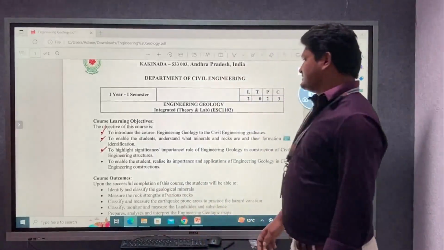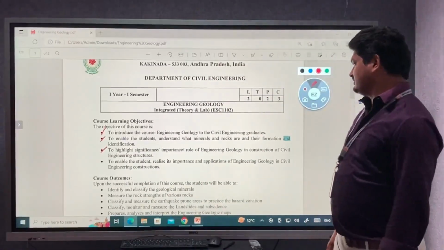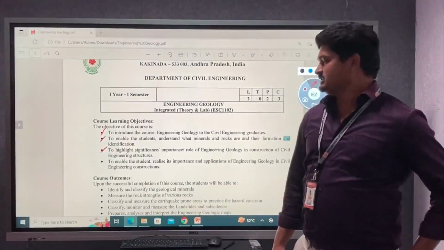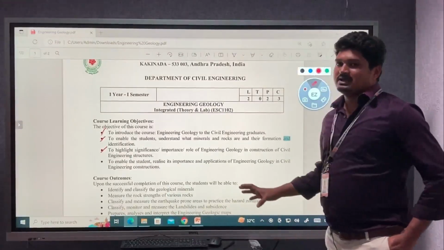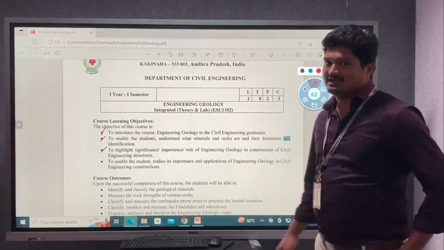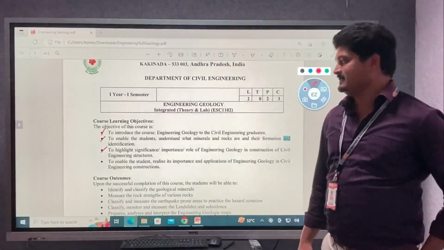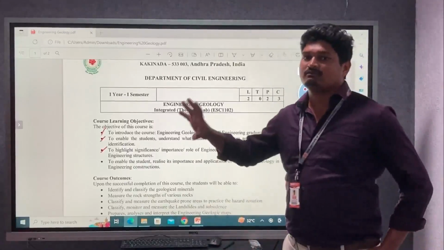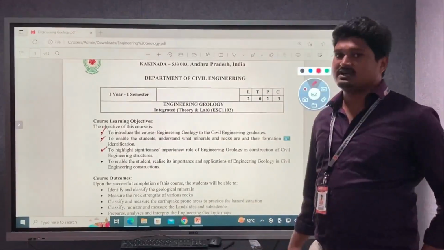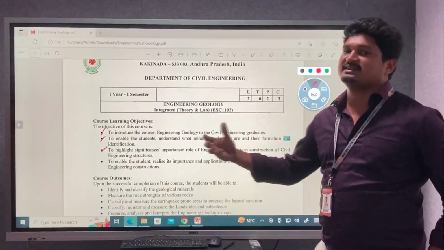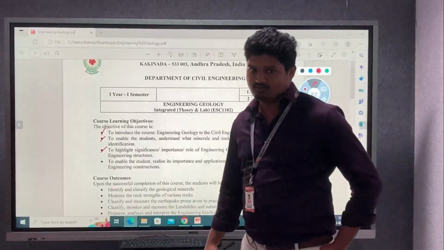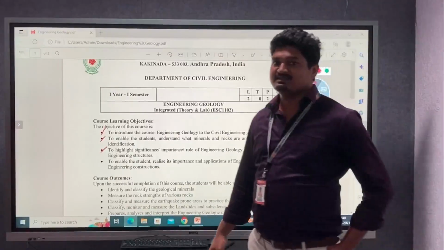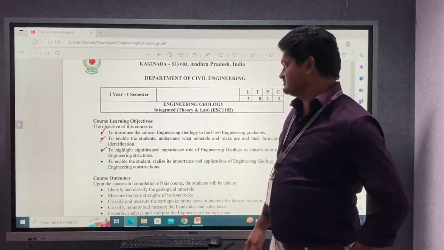And the third one is to highlight the significance, importance and role of engineering geology in construction of engineering structures. Rocks have primary structures, which we call texture, composition and occurrence. Secondary structures are those that happen after the rock is formed. We call them joints, folds and faults. These help us know about the different types of structures in civil engineering constructions.